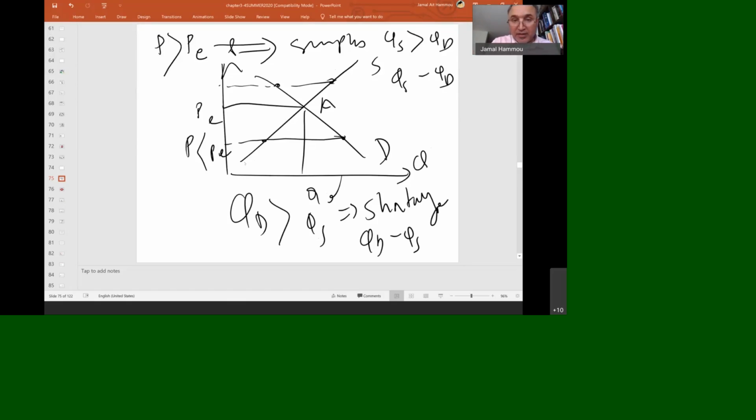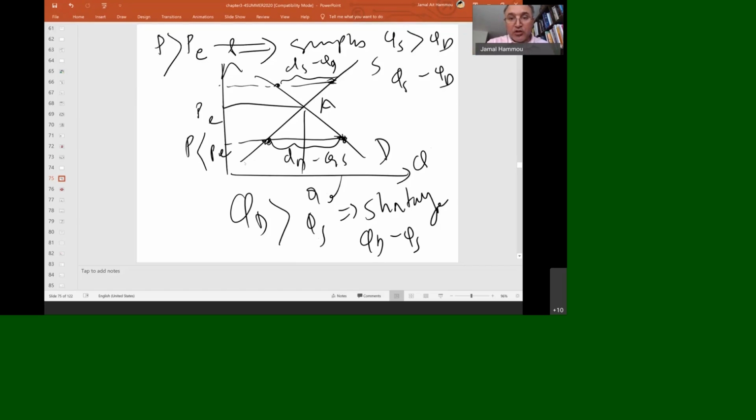I will ask you a question to show me the shortage and the surplus in the market, or what happens. You have to be able to show me that this is the shortage or this is the surplus and how much it is. This is QS minus QD. This is QD minus QS.